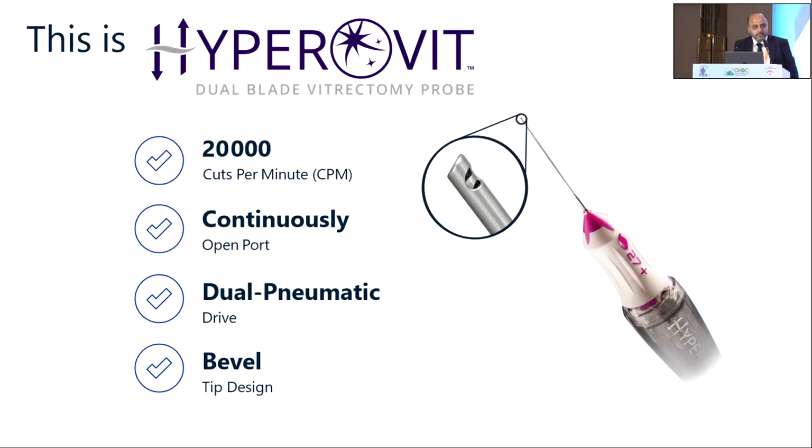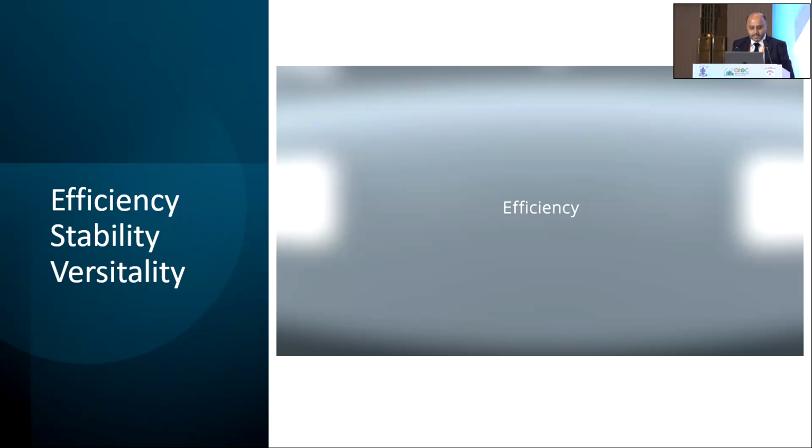That is when Alcon came up with Hyperwit. Hyperwit is the new 20,000 cuts per minute cutter with a continuously open port, which has a dual pneumatic drive and a bevel tip design. How does this help? It gives better efficiency.